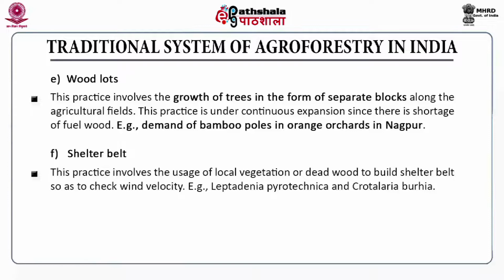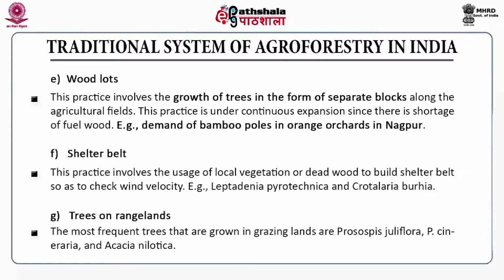Next comes shelter belt. This practice involves the usage of local vegetation or deadwood to build shelter belts so that the wind velocity can be checked. For example, Leptadenia pyrotechnica and Crotalaria burhia. Then comes trees on rangelands. The most frequent trees that are grown in grazing lands are Prosopis juliflora, Prosopis cineraria and Acacia nilotica.